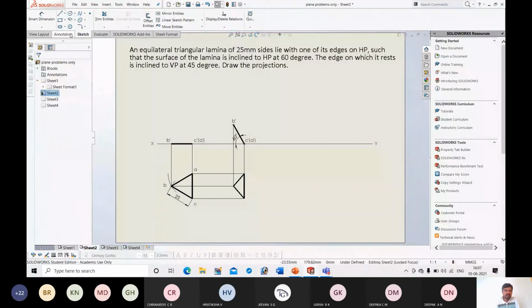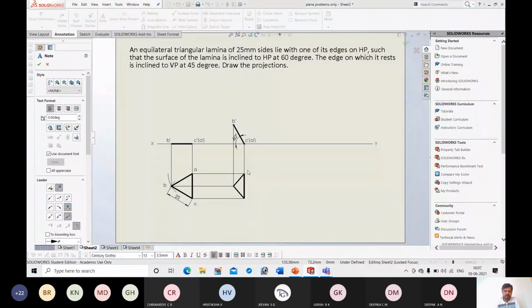Next, I will name these points. So this is the second top view: A, B, C.